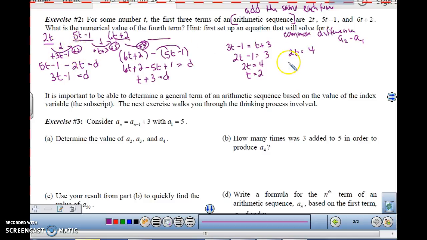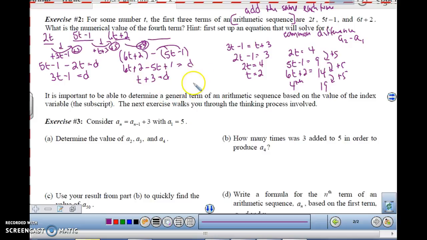Let's see. It would be 5 times 2, 5t minus 1. 5 times 2 is 10, minus 1 is 9. And then 6t plus 2 would be 6 times 2 is 12, plus 2 is 14. Notice here, each one of these is going to be adding 5. So what should be the fourth term? The fourth term, adding 5, should be 19.